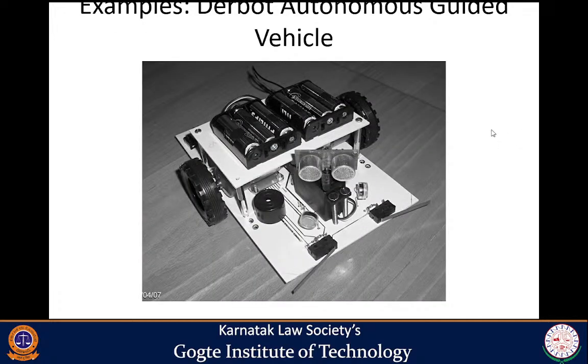Then this is an example of a Durbot autonomous guided vehicle. Although this is a robot, it is actually nothing but an embedded system. There is an ultrasonic sensor, motor drives, wheels, batteries, and again various sensors. There could be a bump sensor which is detecting bumps. Accordingly, it determines whether the vehicle should proceed further or not.